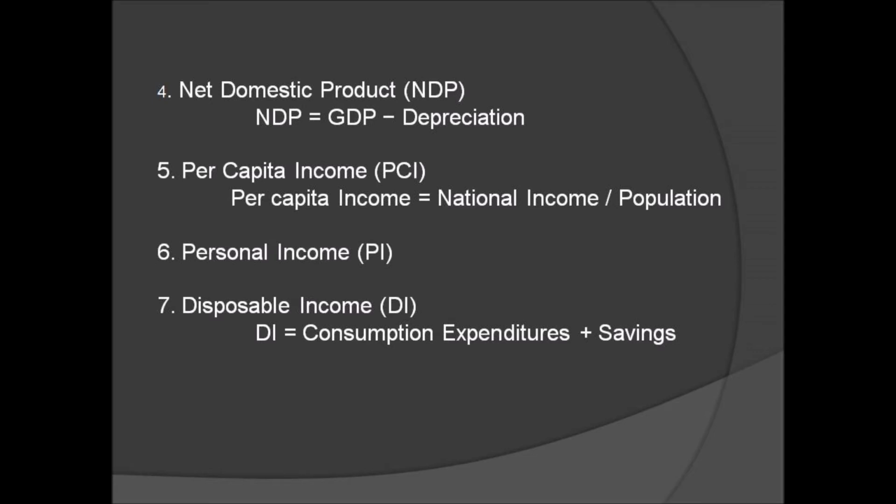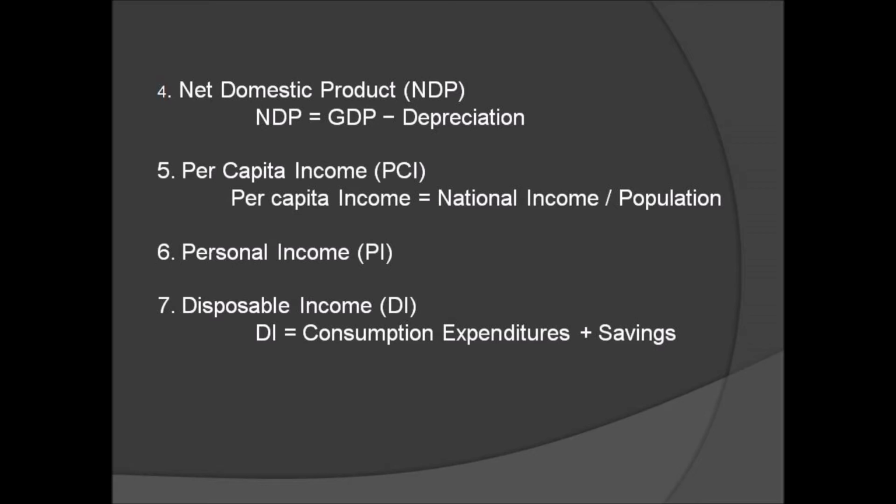Net domestic product. Net domestic product is a part of gross domestic product, that is, NDP is a part of GDP. The NDP is obtained from the gross domestic product by deducting the quantum of wear and tear expenses, which we call depreciation. Therefore, NDP equal to GDP minus depreciation.